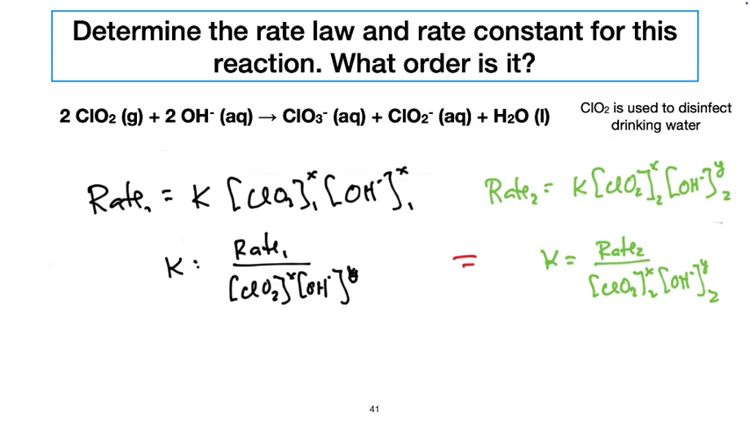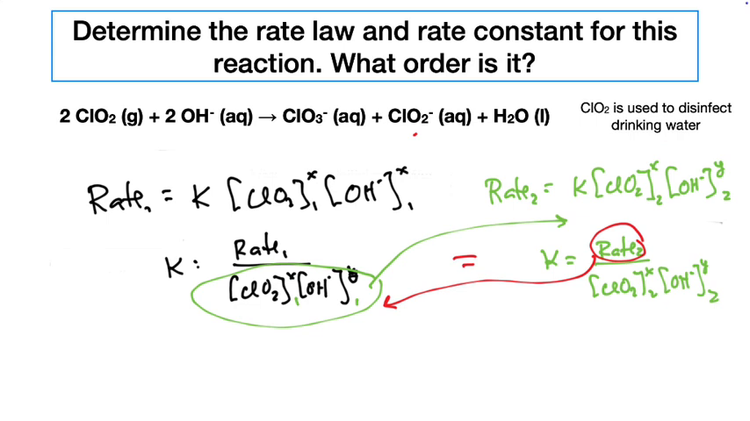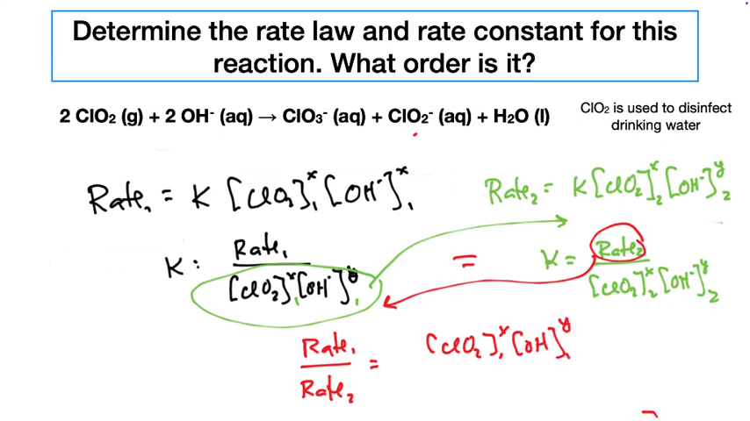Okay? And now I'm definitely out of space, but I'm going to do a slight rearrangement. I'm going to group the rates together, which means I want rate 2 over here, and I want all of these concentrations for 1 over there. And I'm going to get rate 1 over rate 2 equals concentration of ClO2, 1 to the X, hydroxide, 1 to the Y, over ClO2, 2 to the X, OH minus to the Y, experiment 2. This is why this notation gets painful.